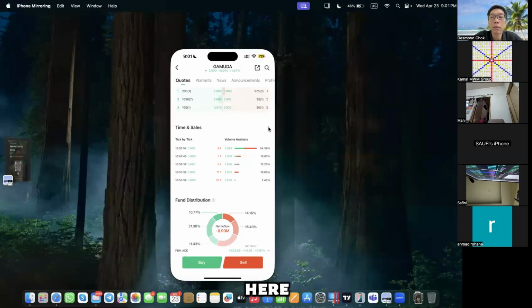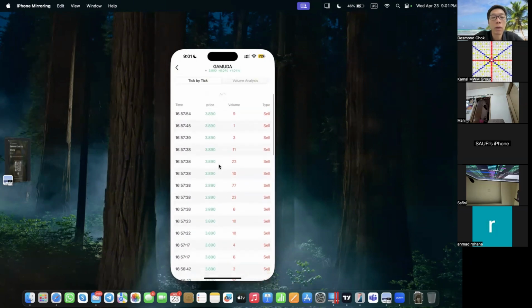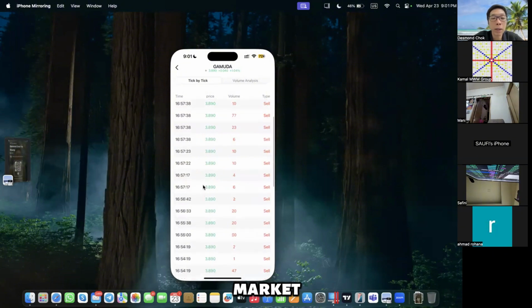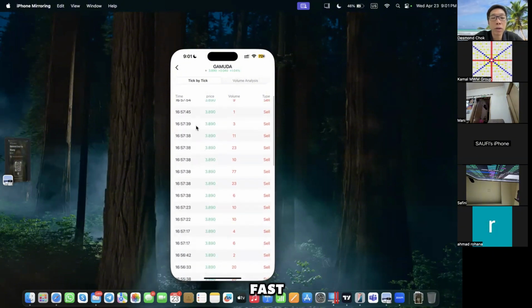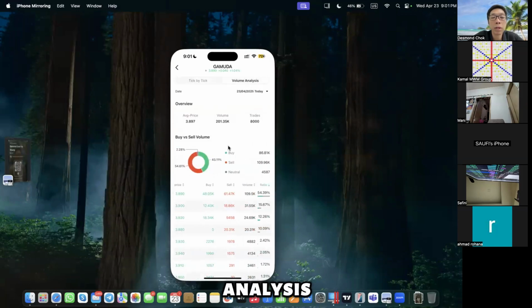Then you can tick here also. This one is buy in details, tick by tick. Okay. So when the market is live running, this one is very fast moving up. Okay. This one is volume analysis.